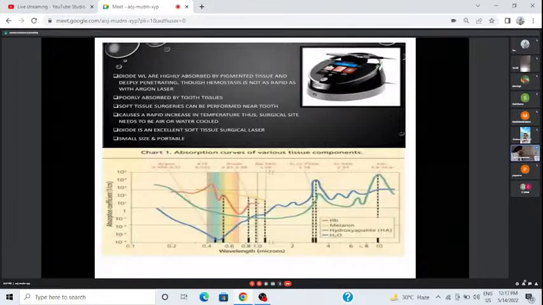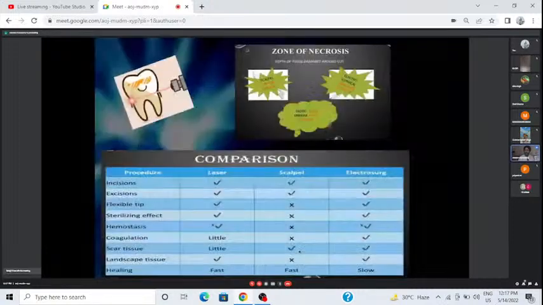And similarly, if you see here, diode laser has a very good affinity towards this red line, which is hemoglobin. So they can be used for hemostasis purpose. But a hard tissue laser like these here, they don't work on melanin and hemoglobin, but they cut the tissues very fast.